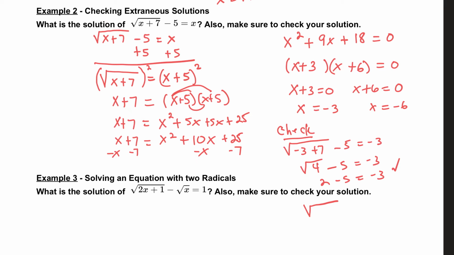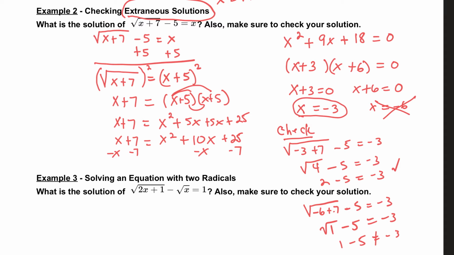How about when x is equal to negative 6? So you have negative 6 plus 7 minus 5 equals negative 3. Negative 6 plus 7 is 1, so the square root of 1 is 1, right? 1 minus 5 does not equal negative 3. So this is called an extraneous solution. So this won't be an answer. Negative 6 will not be an answer. So the only answer is x equals negative 3.